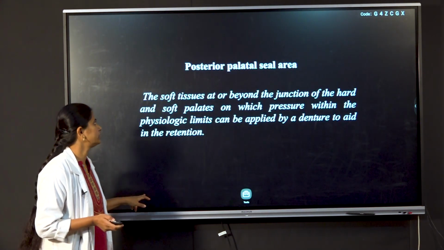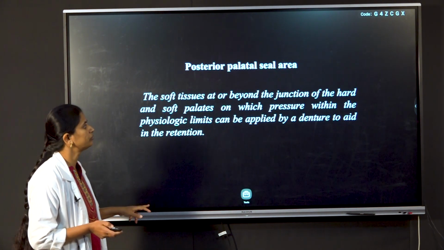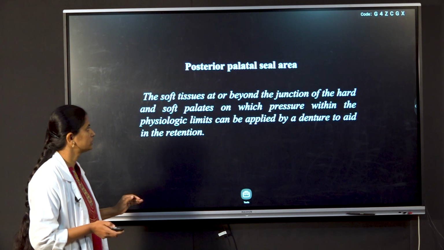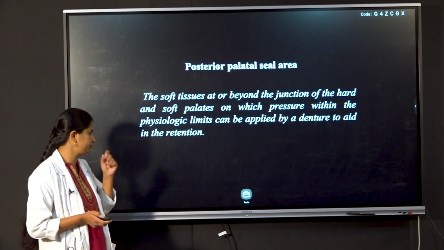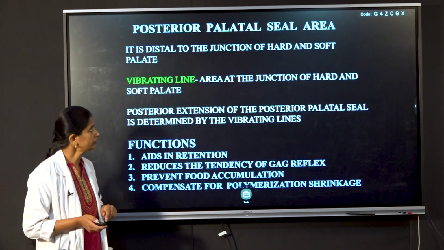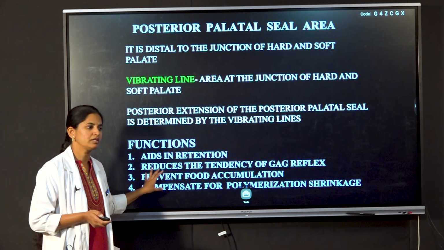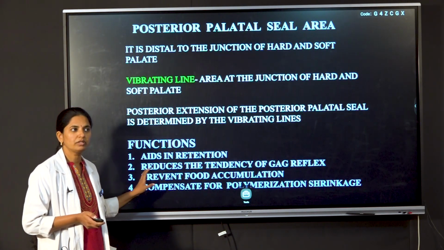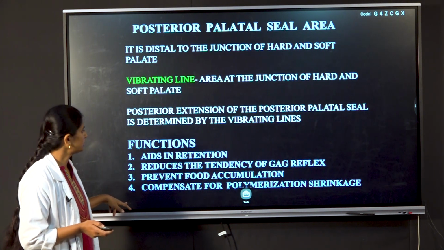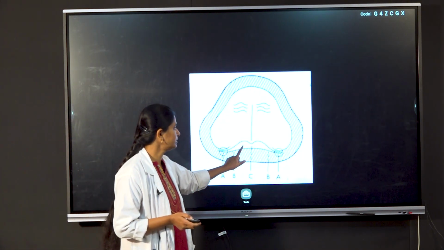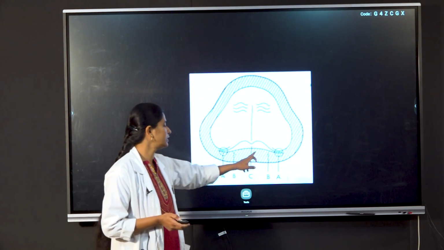And posterior palatal seal area. The definition of the posterior palatal seal area: the soft tissues at or beyond the junction of the hard and soft palates, on which pressure within the physiological limits can be applied by a denture to aid in retention. It is called an area because it is present between the anterior vibrating line and the posterior vibrating line. This is the anterior vibrating line, and this one is the posterior vibrating line. Laterally, it is bounded by the hamular notch.